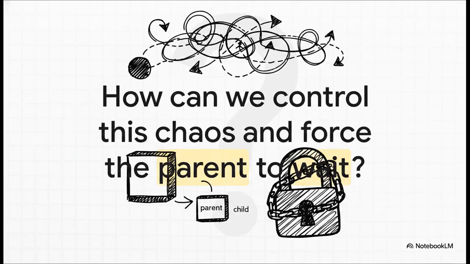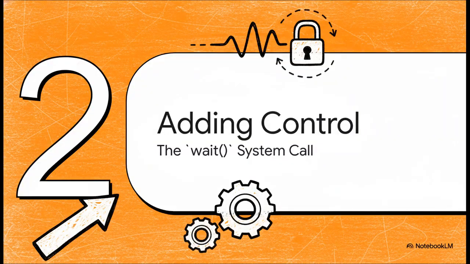Now, this kind of unpredictability is usually a disaster for programmers. We need control. What if the parent actually needs something from the child before it can move on? How do we tame this chaos and bring some order back to our system? And that, of course, brings us to the second system call in our toolkit, wait. This is the function that lets us put the parent on a leash and get our processes back in sync.